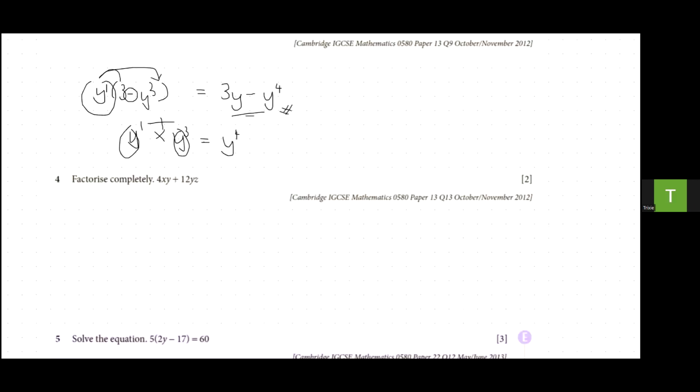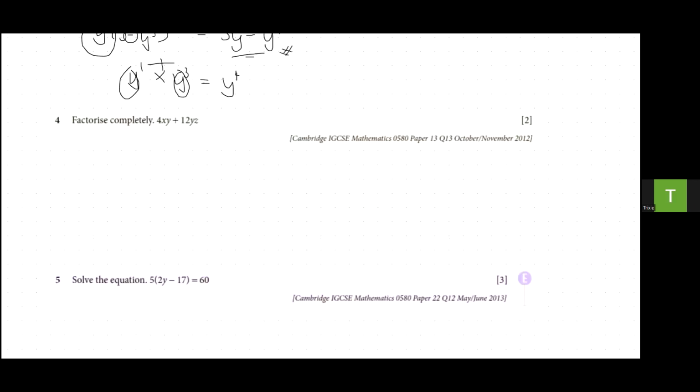Question 4. Factorize completely. 4xy plus 12yz. The same thing as question 1. We'll need to see which unknown value is repeated. In this question, y is repeated, and both x and z are not repeated.